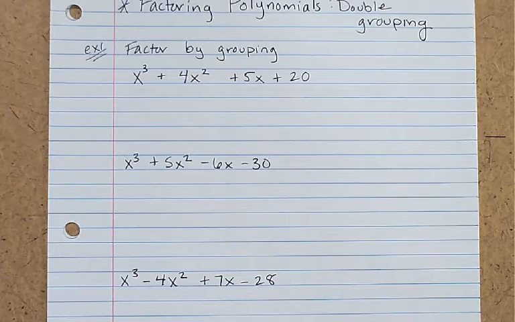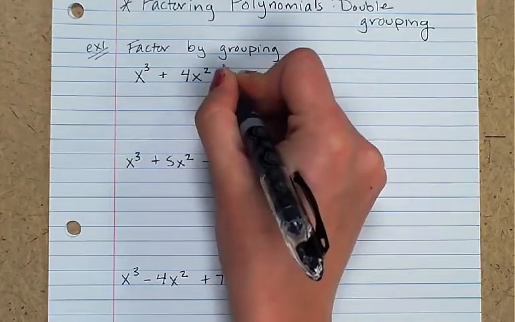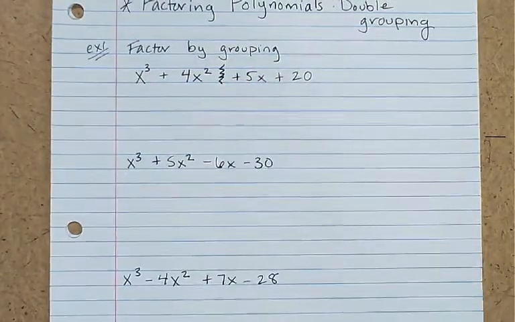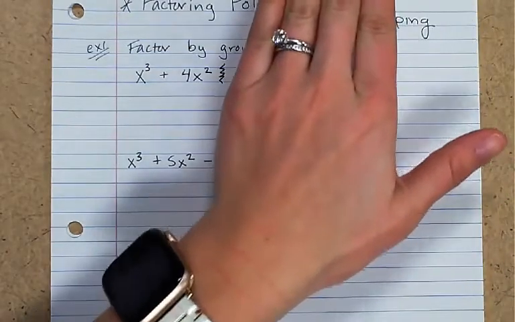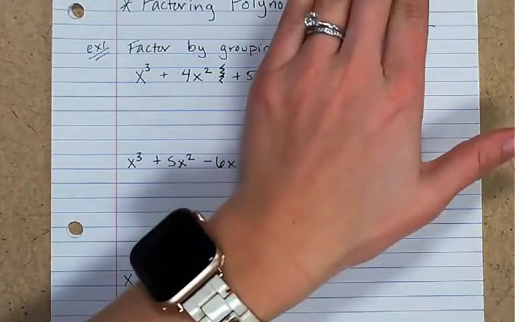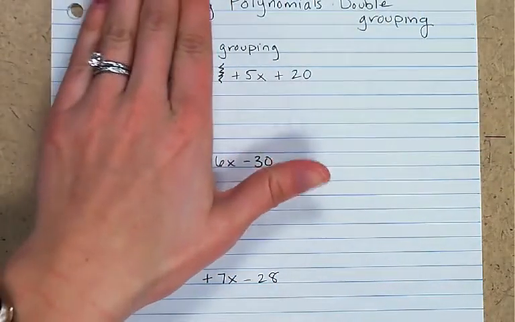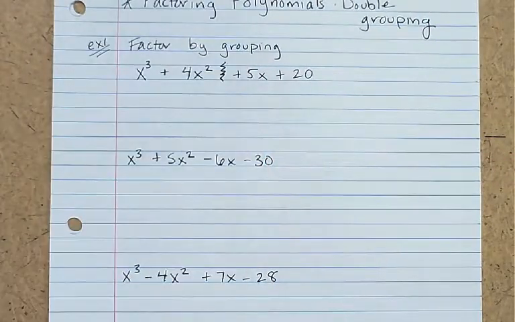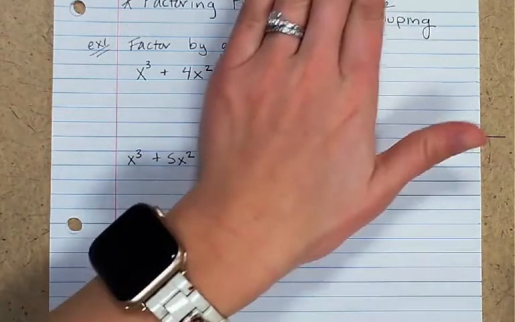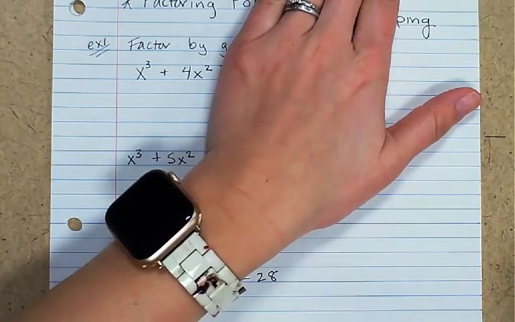The way that I like to look at it is I usually draw a line in between the 4 terms because I'm looking at them separately for right now. I'm going to divide something out of the first 2, and then I'm going to divide something out of the last 2 terms. So looking at the first 2, what is the biggest thing we can divide out of x cubed and 4x squared?